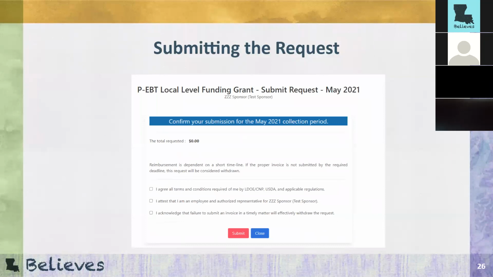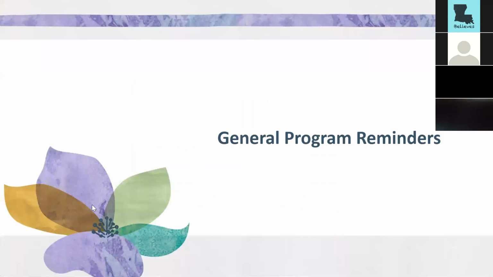This is a very short time frame, so please make sure you have your proper invoices. When we request those, you will be given a date by which you have to submit that to us. If we don't receive that, then we will have to withdraw the request. You'll then need to click that you agree to all the terms and conditions that are required of you by LDOE, Child Nutrition, USDA, and any other regulations. You will have to attest that you are an employee and authorized rep of the organization, and you will need to acknowledge that failure to submit an invoice in a timely manner will effectively withdraw your request. And from there, you'll click submit, and then you're done. So super, super easy.